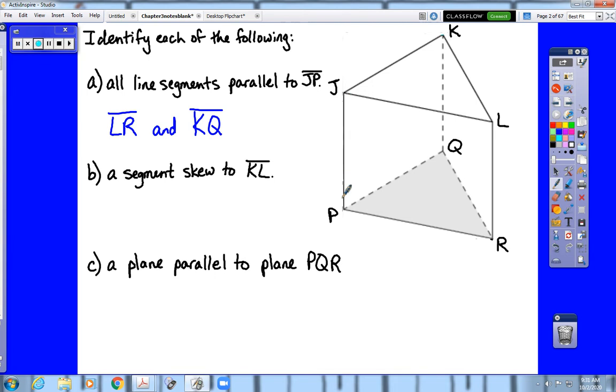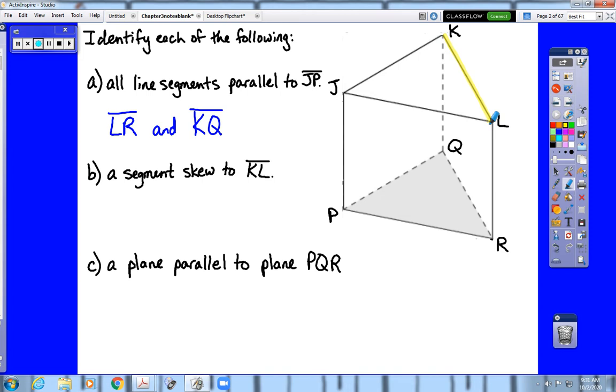Alright, so we're talking about line segment KL. We're trying to find segments that are skew to KL. So KL is a top edge on this prism. We need to find other edges on this prism that never intersect with KL, but are not parallel to KL.